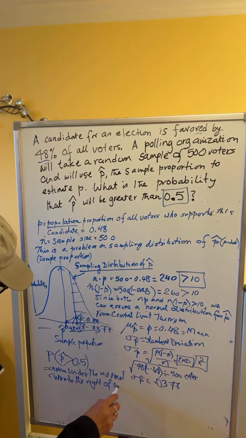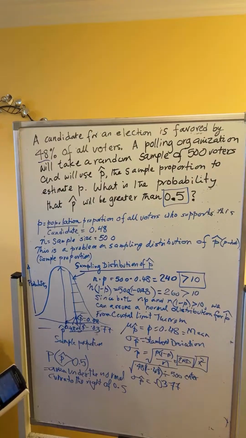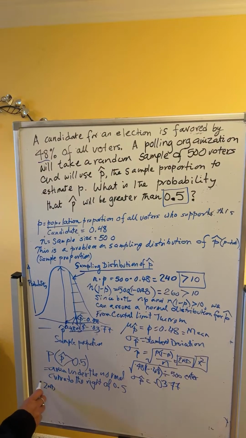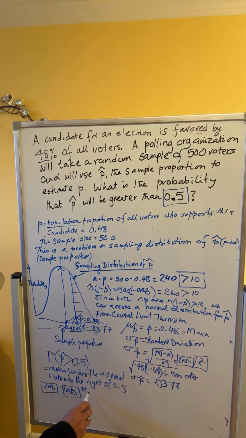So how do we find area on the normal curve? We will use the calculator. Okay, so we will press the second button, then we will press the vars button in the third row, then we will select the number 2, which is the normal CDF.